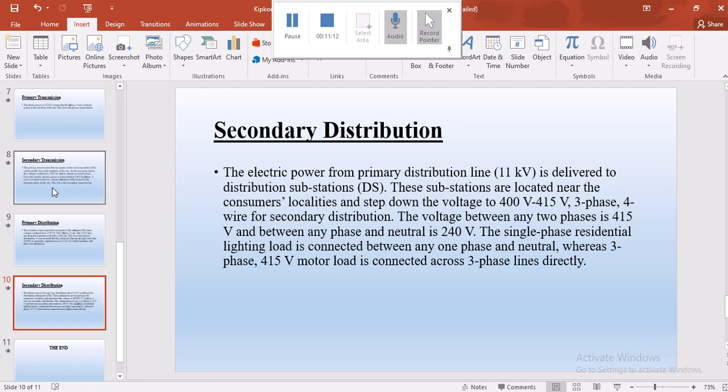So if a consumer uses the 3-phase loads, he or she will be supplied with 3-phase lines directly. Then we have the single phase. And what we mean by the single phase is that it is a phase head and a neutral. Then for the 3-phase, it is normally 3 phases and a neutral.